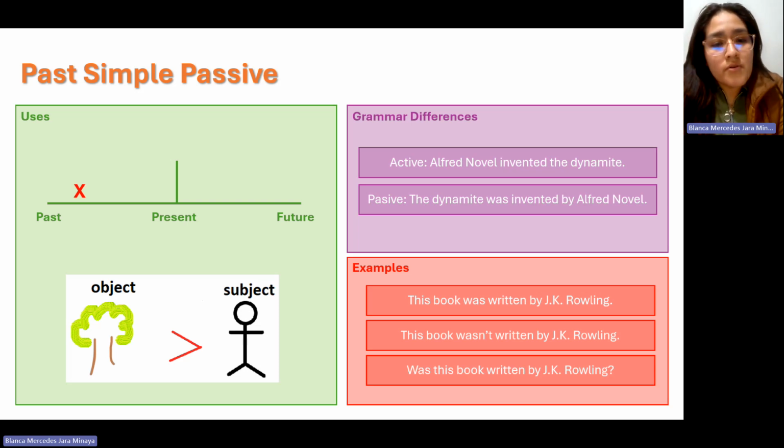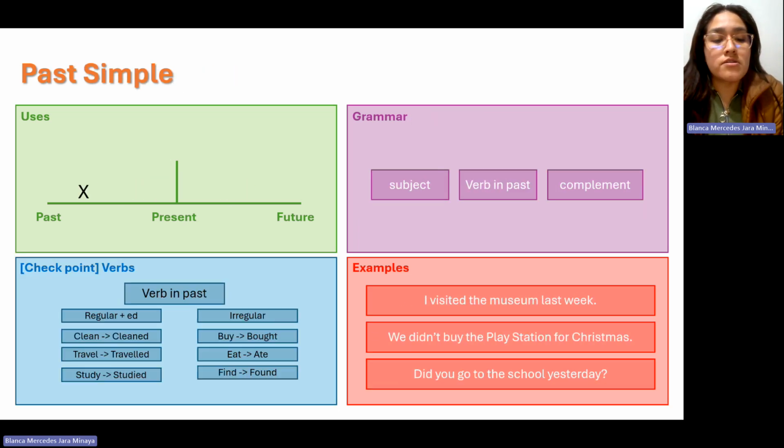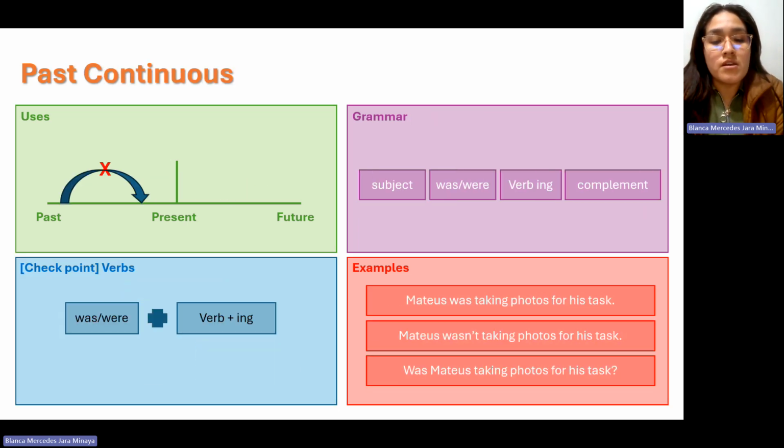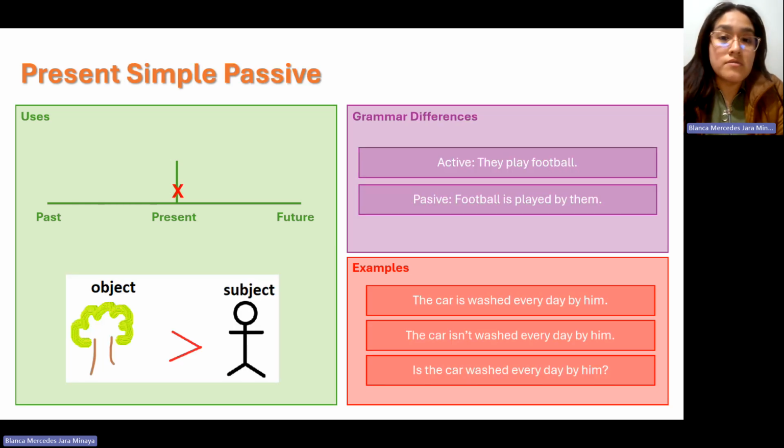For those examples: this book was written by J.K. Rowling. This book wasn't written by J.K. Rowling. And was this book written by J.K. Rowling? And yes, these are all the tenses we learned in this level, and that's all my work.